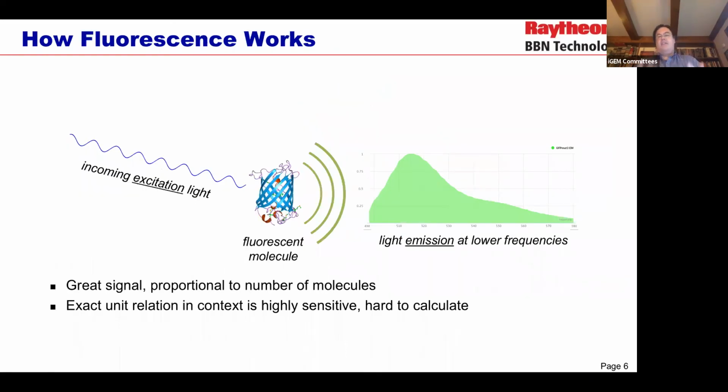Fluorescence has a related mechanism, except that we also have light being generated. So light comes in, it hits a fluorescent molecule, and fluorescent molecules all essentially resonate to particular frequencies, and they get kicked up into a higher energy state. How hard they get kicked up depends on the frequency of the light that comes in.